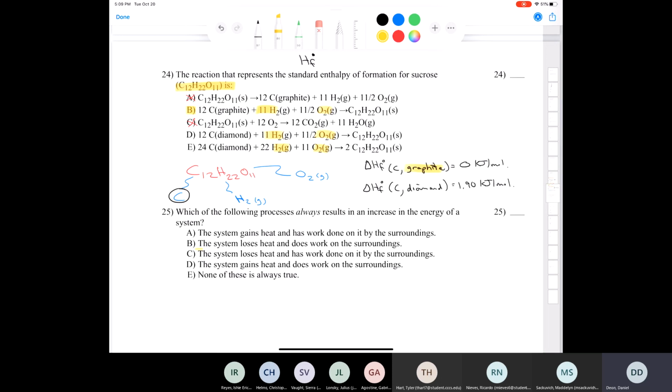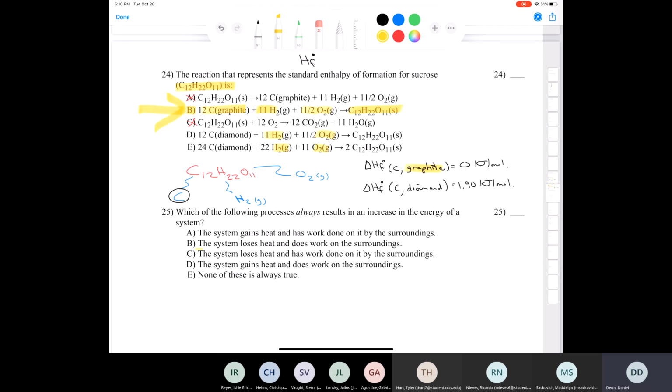And so the answer must be B, because it says we take 12 moles of carbon graphite plus 11 moles of hydrogen. And in every hydrogen molecule, we have 2 hydrogens. So 11 times 2 gives you 22, plus 11 halves, which is 5.5, times 2 for my oxygen, gives me 11 oxygens. And there we have it. So the answer is B.